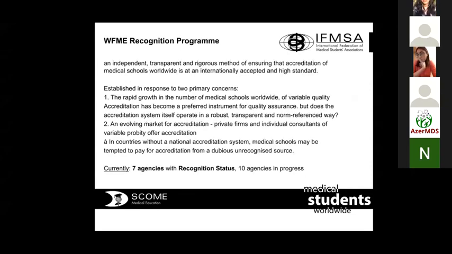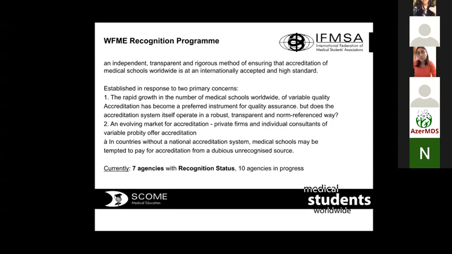So going back to Ruqayya's question about recognition of the agency, the agency you have in Azerbaijan has to approach the WFME to initiate the recognition program. For us in Sudan, we have the Sudan Medical Council. It's the regulatory body of medical education in Sudan. They approached the WFME and showed their interest in undergoing the recognition program. So they started the procedures with the WFME.